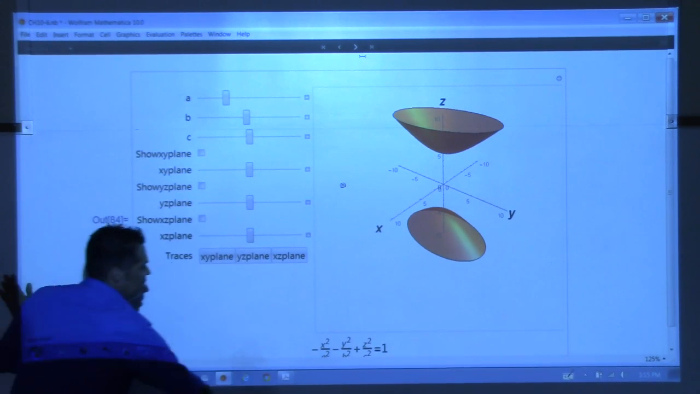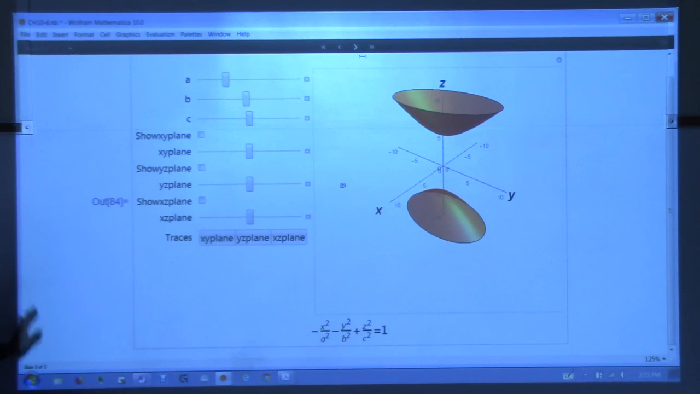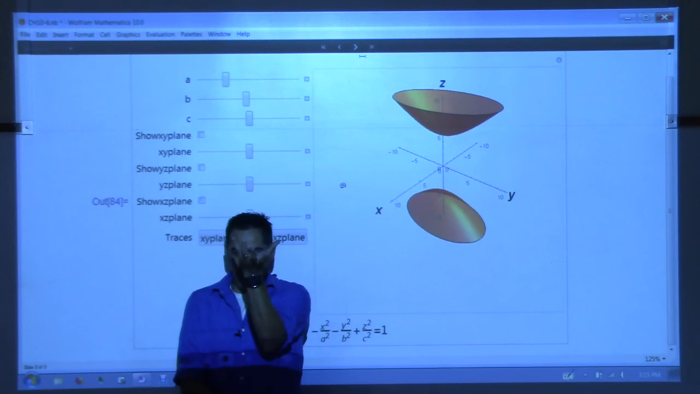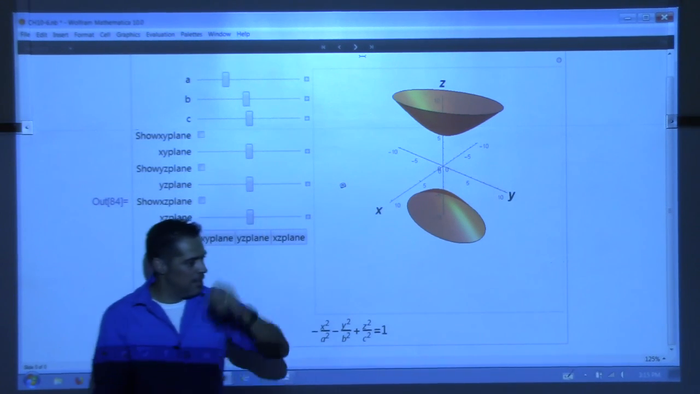So here's your equation. What's the difference in the equation? Two of them are negative, only one of them is positive. And the one that's positive is the one that opens up and down that axis.